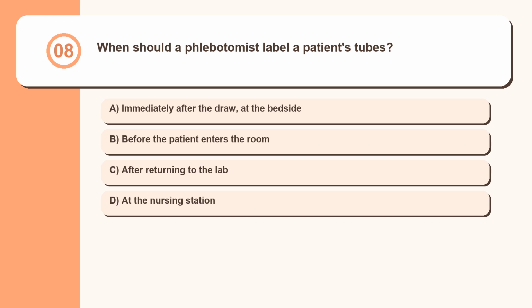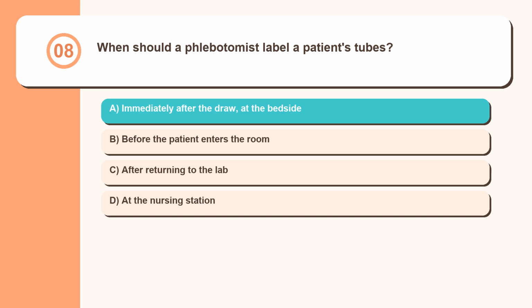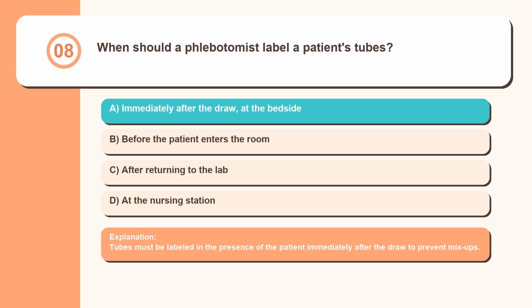Question 8. When should a phlebotomist label a patient's tubes? Immediately after the draw, at the bedside, before the patient enters the room, after returning to the lab, at the nursing station. Tubes must be labeled in the presence of the patient immediately after the draw to prevent mix-ups.